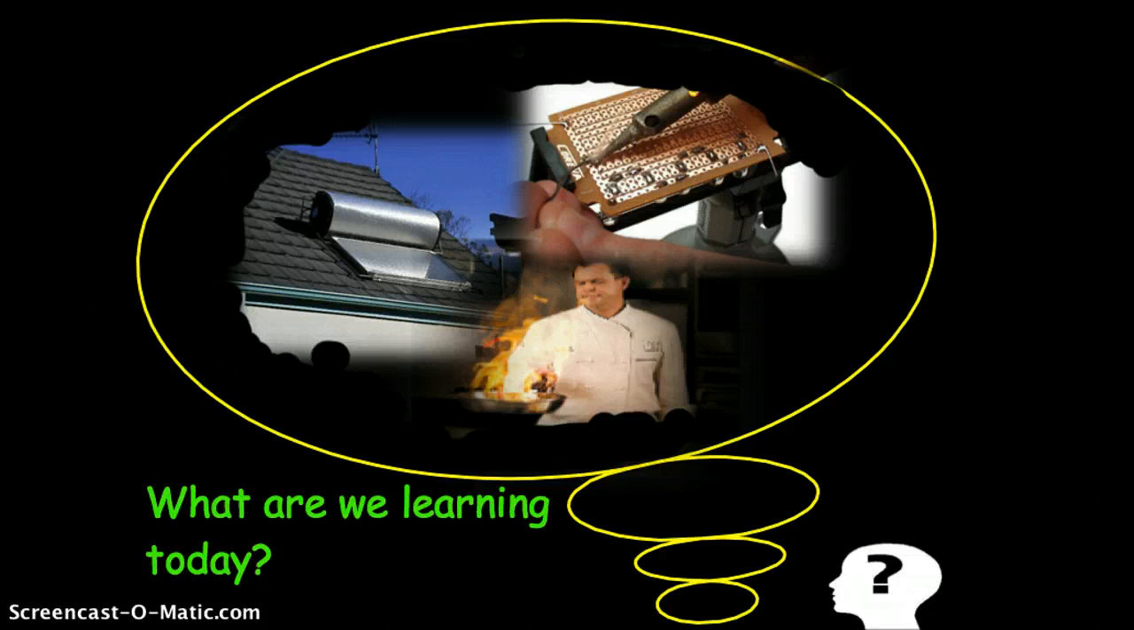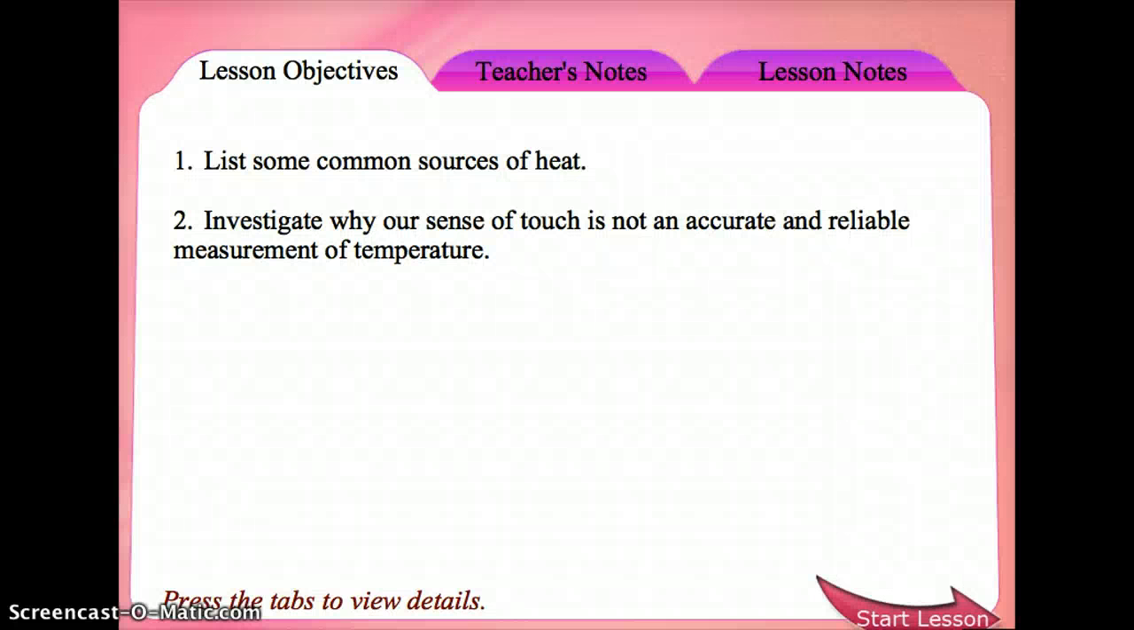So with some basic form of understanding, we will proceed to tell the pupils about the lesson objectives and what they can achieve at the end of the day, which is to identify some common sources of heat and investigate why our sense of touch is not an accurate and reliable measurement of temperature.